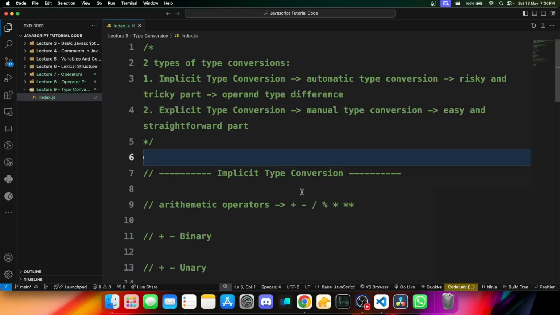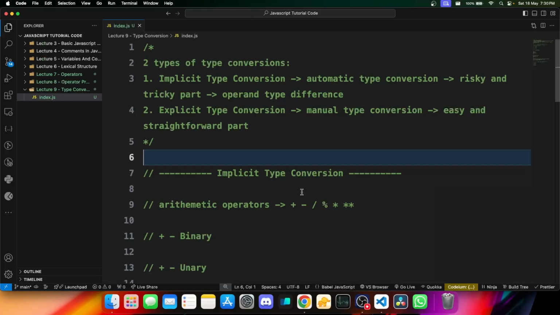In this video, we're going to talk about type conversions in JavaScript. So let's get started with this video. Now, type conversions is a very important topic to understand because sometimes you won't even know, and the conversion of data from one type to another would happen.